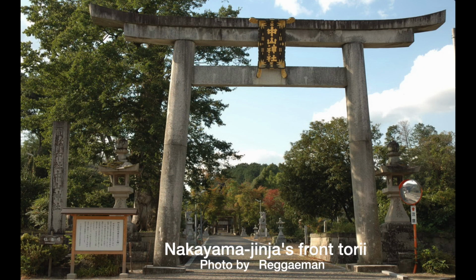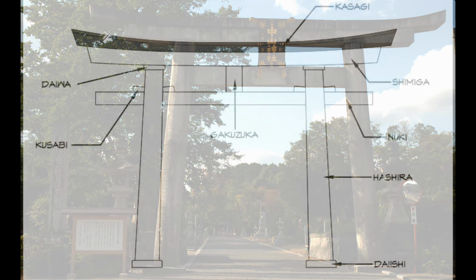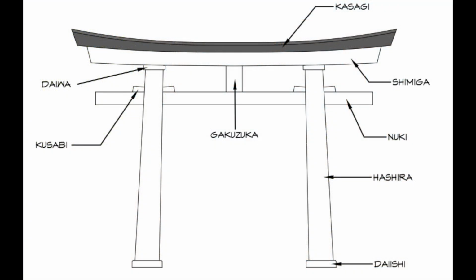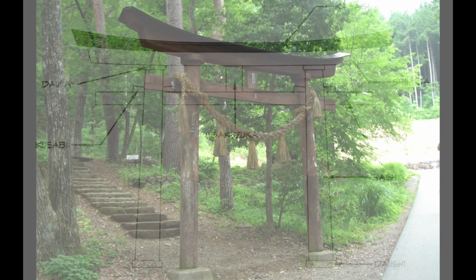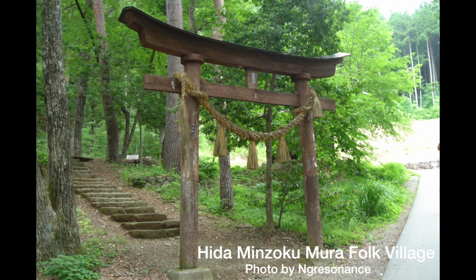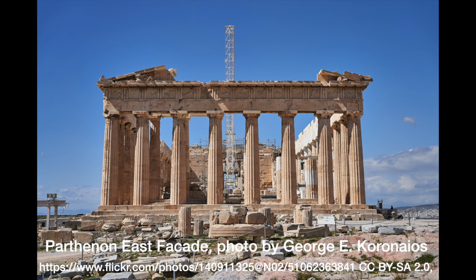Notice how similar a Tori form is to a classical order. Two columns are supporting what looks like an entablature, made up with a cornice, called a kasagi and a shimaki, and what resembles an architrave, a nuki. The difference between a classical order and a Tori is noticeable. A Tori is organic. It looks like something you'd see in a forest, not something you'd see on the top of a hill in white marble.